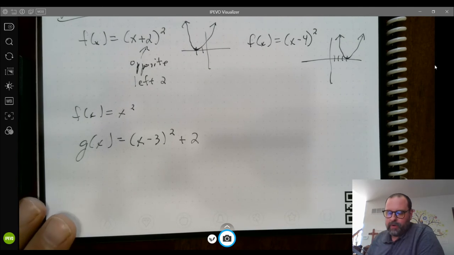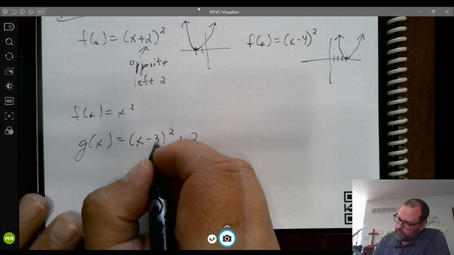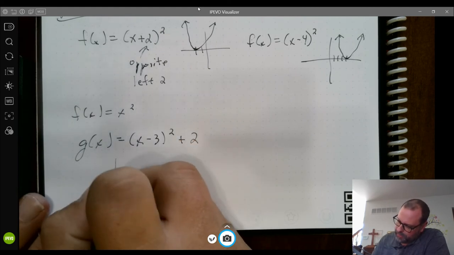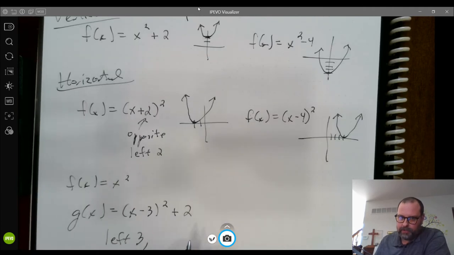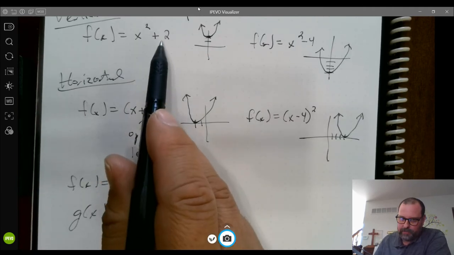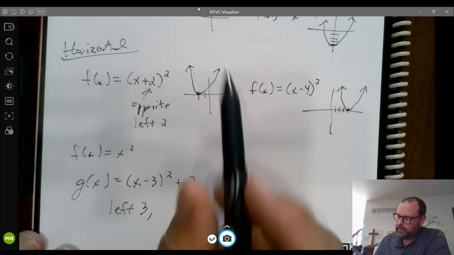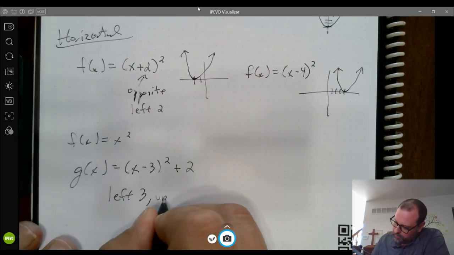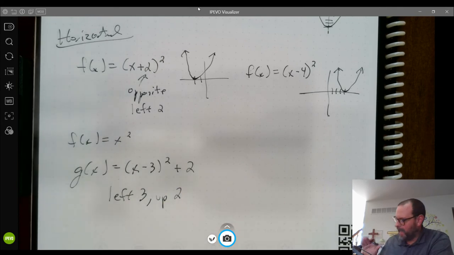So if I said, describe the transformation. Well, minus 3 wouldn't be right. It's the opposite. That would be left 3. And the plus 2, anything outside of the x squared, is going to tell us a vertical shift, in this case up 2. Well, how come this isn't different? Well, the vertical is as you see it. Plus 2 you would expect up 2, and that's exactly what it is.